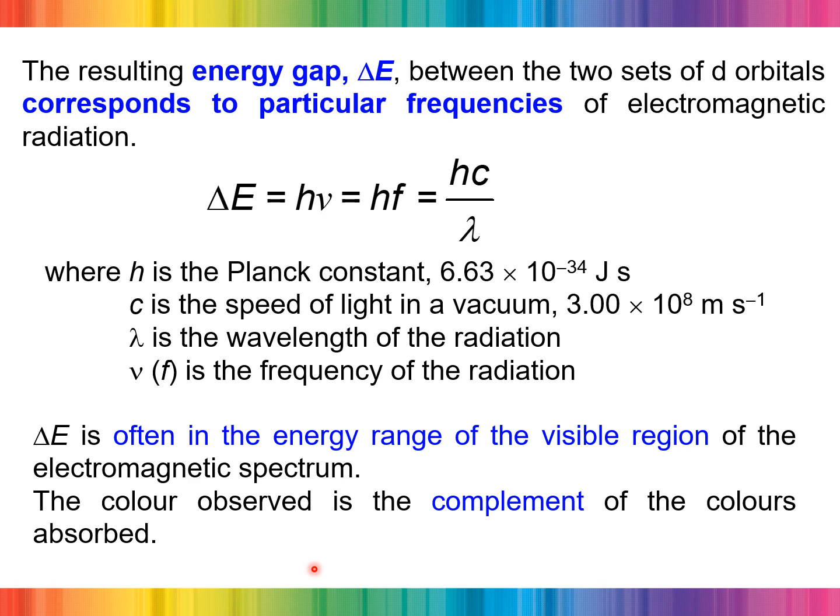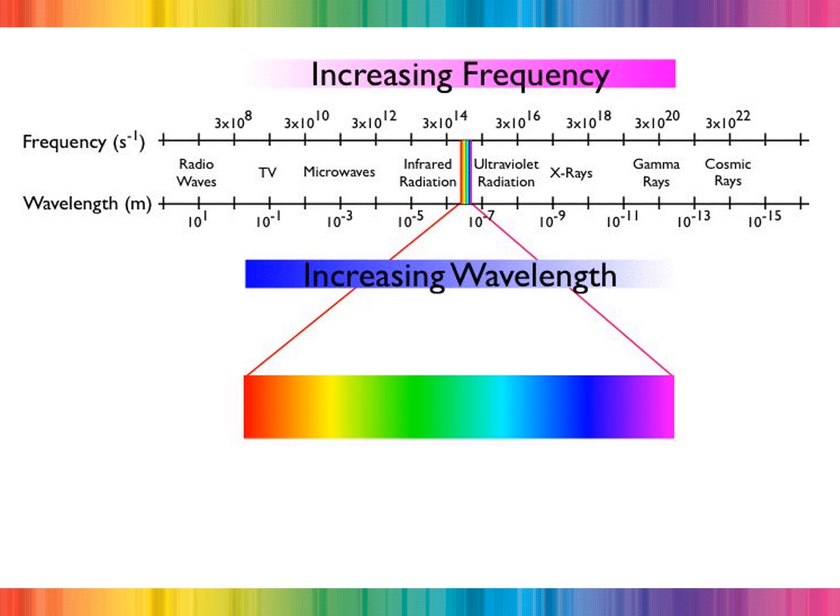Often, for transition metal complexes or compounds, the energy gap is in the energy range of the visible region. Therefore, you will see colors due to this reason. So the color observed is a complement of the colors absorbed, applying what we just learned last slide.